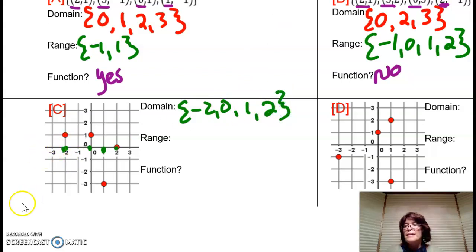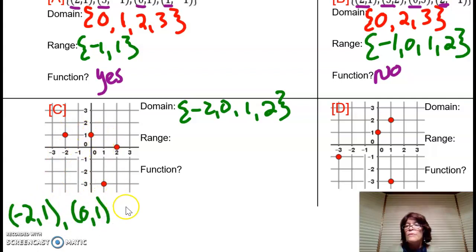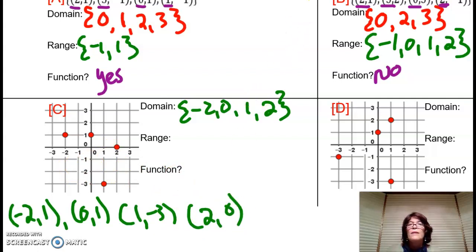Okay. If I would list these, if you like them listed that way, I could always write the ordered pairs if that helps. The x coordinate here for this first point, that's -2, 1. And then here was 0, 1. The next one was 1, -3. And the next one was 2, 0. So you see, I just went with the x coordinates and said -2, 0, 1, and 2.